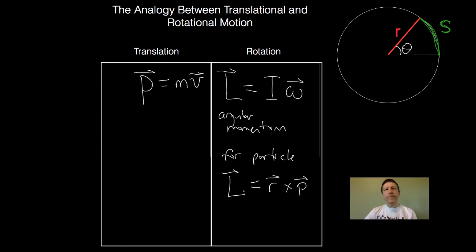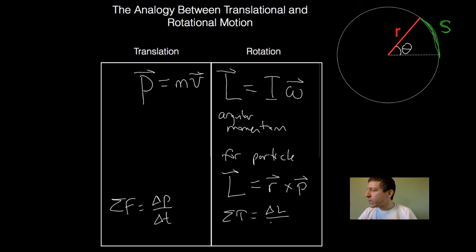So again, you will have stuff like the fact that you can express Newton's law like this: the net force is equal to delta p over delta t. That's the net average force. In the same way, you can express the net torque as delta L over delta t. So all these analogies work perfectly.